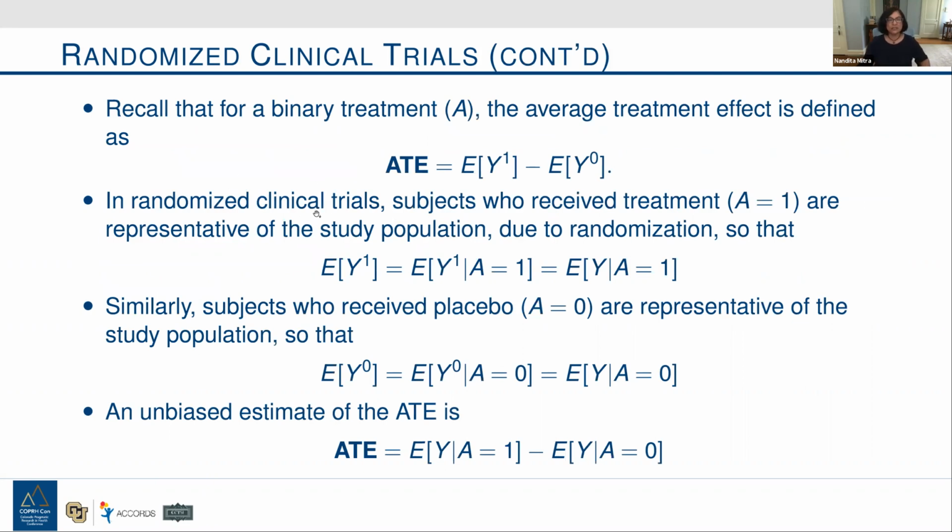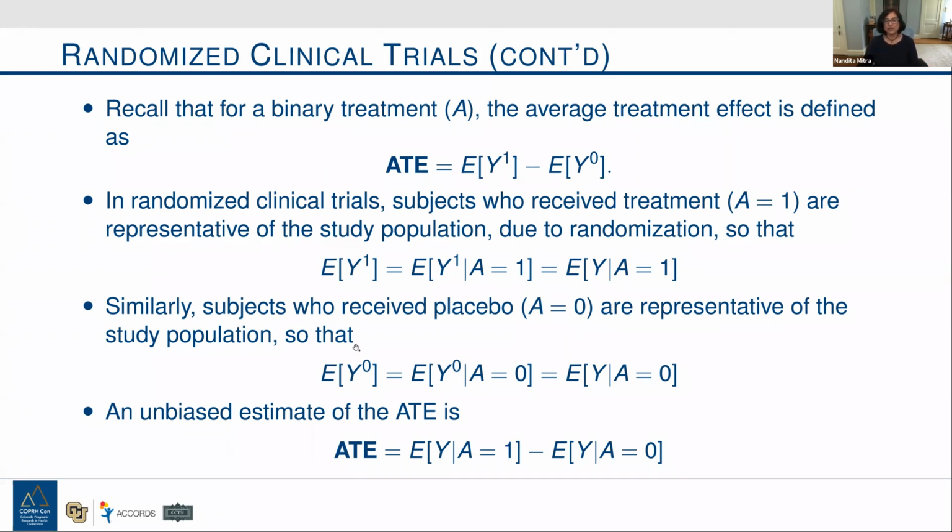So here, if we write this for a randomized trial, we write the ATE as the expected value of the potential outcome under treatment 1 minus the average of the potential outcome under treatment 0. But since in randomized trials, patients who receive treatment 1 are representative of the study population because of the randomization, we can rewrite this average potential outcome under treatment 1 as the expected value of the observed outcome, given that you were treated, because those who are receiving treatment are representative of the study population.